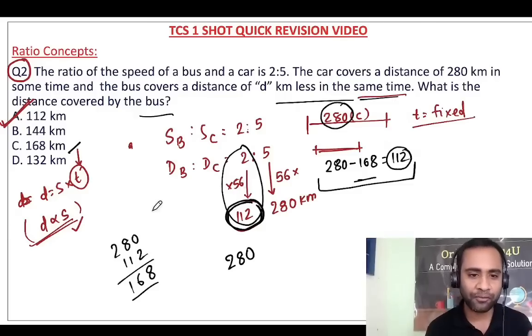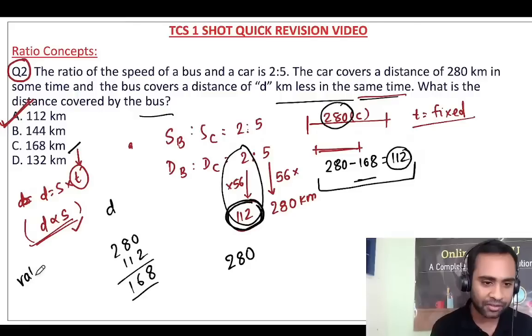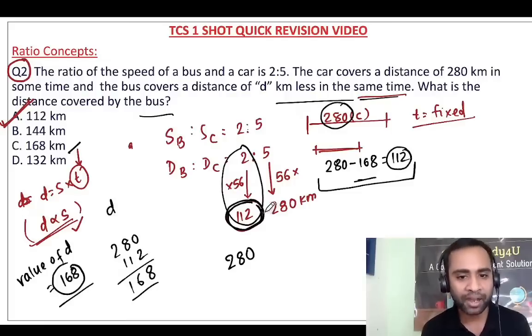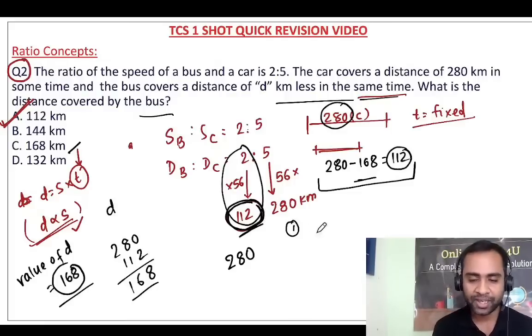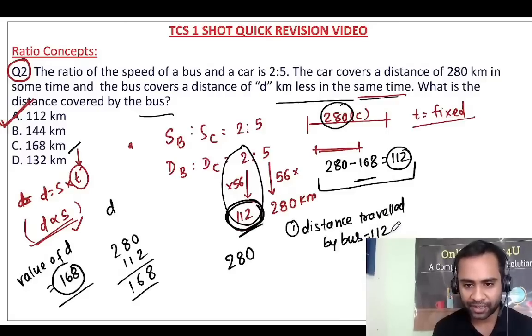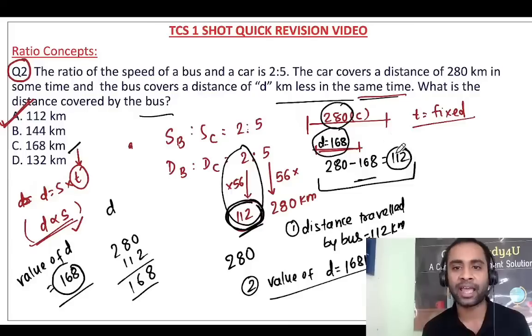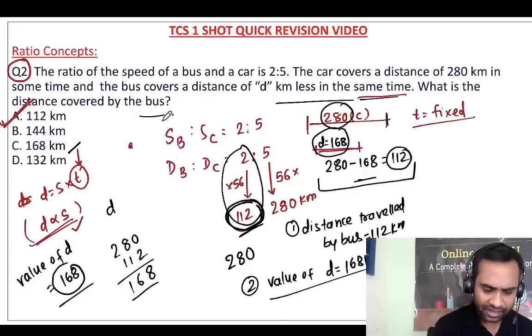If they are asking the value of d, then your answer will be 168 kilometers. But they are asking the distance traveled by bus, and that is 112 kilometers, my dear friends. If they ask the value of d, the answer will be 168 kilometers, because the bus has traveled 160 kilometers lesser than the car. That is the reason this is very clear.